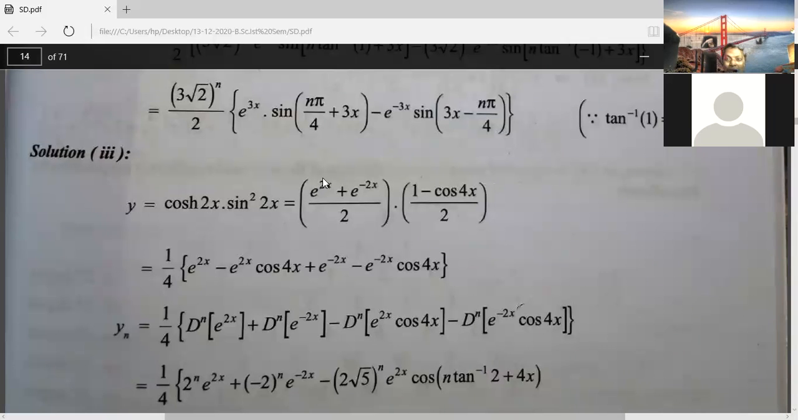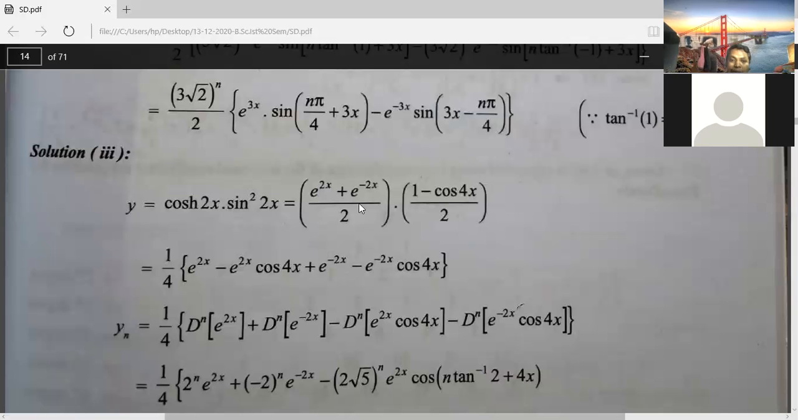Okay. Now sin square 2x is there. Sin square x means you can write 1 minus cos 2x by 2. Replace x by 2x, so that you are getting 1 minus cos 4x by 2. Now 1 by 2 into 1 by 2, you can write outside 1 by 4. If you open the bracket here, so that you can write here e to the power 2x, e to the power 2x minus e to the power minus 2x.